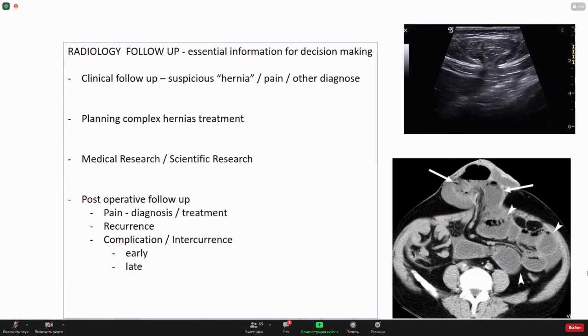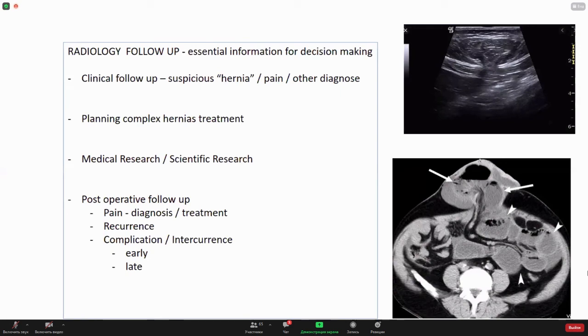For medical and scientific research, of course, sometimes we have to make an archive or a register of our radiology of hernias, and related to research, I think it is important we have some follow-up. And of course, we are obliged to use radiology exams for the postoperative follow-up.